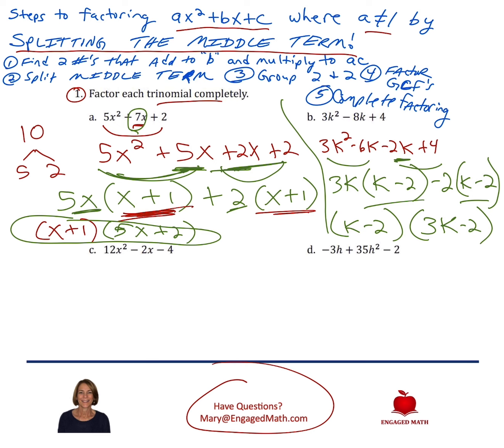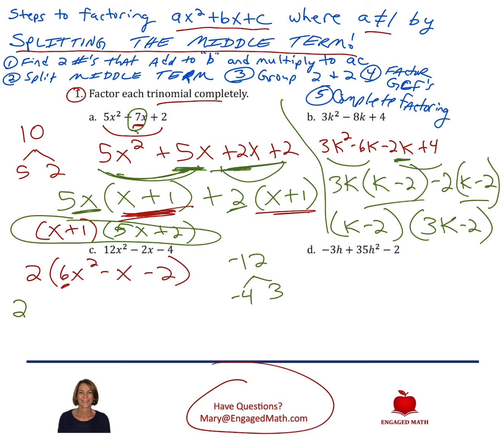All right, the next one is a little tricky because there is a greatest common factor first. We can first take the 2, because that's always our first step in factoring, is taking out a greatest common factor if possible. So we factored out the 2 from this first 12x squared minus 2x minus 4. Okay, so now that we've taken out that 2, we still have a leading coefficient that is not 1. So we now have to go to the splitting the middle term process. A times c is negative 12. The 2 numbers that multiply to negative 12 and add to negative 1, remember, there's a negative 1 right there, are negative 4 and positive 3.